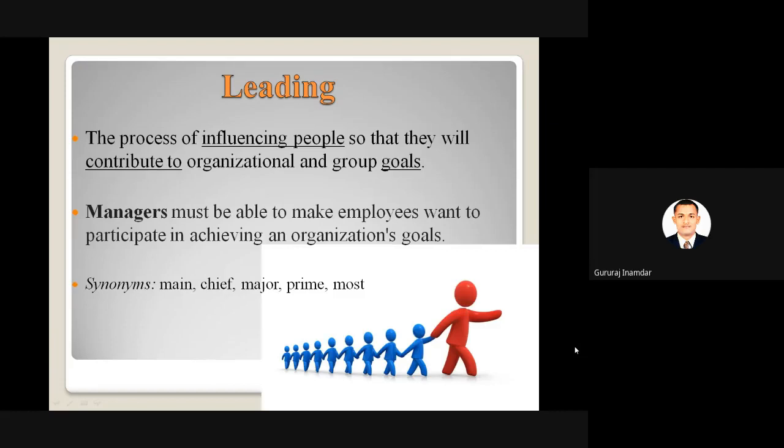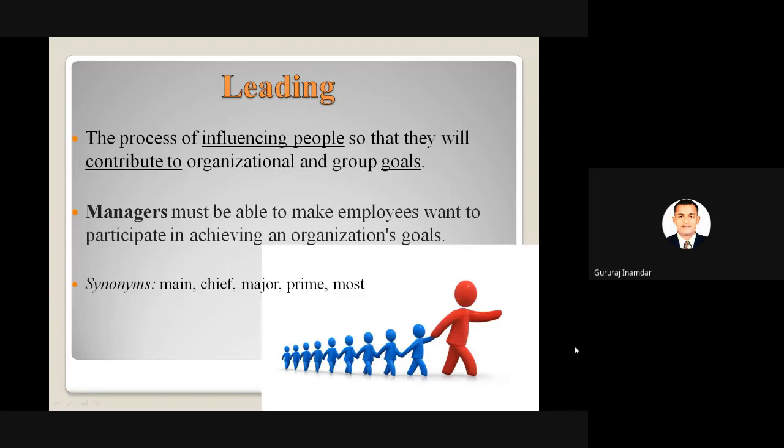So every manager's duty is that. Which duty? Managers must be able to make employees participate in achieving the organizational goal. So whatever the work, the contribution of work, the distribution of that work, and after that collecting whatever the data, the entire goal of that organization will be fulfilled. This is a quality of a leader.